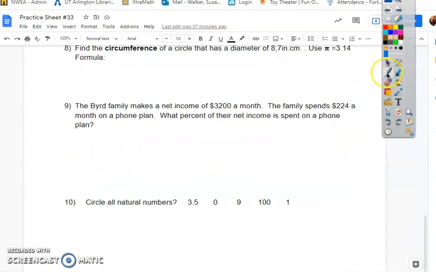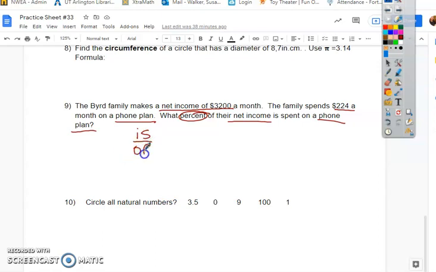Number 9 says the Bird family makes a net income of $3,200 a month. So remember, that means once the taxes are already out, they make $3,200 a month. Okay. The family spends $224 a month on a phone plan. So this is for all the phones in the house, $224. What percent of their net income is spent on the phone plan? Okay. So it's a percent problem. We do not see a percent. So we cannot change the percent to a decimal and multiply. So we have to use our backup method.